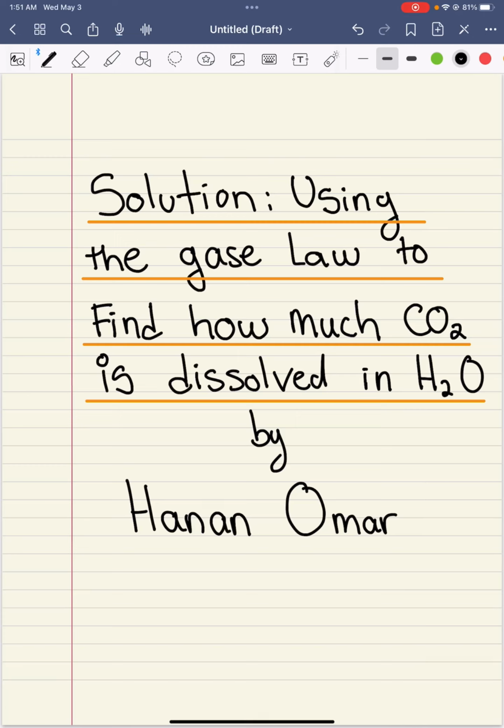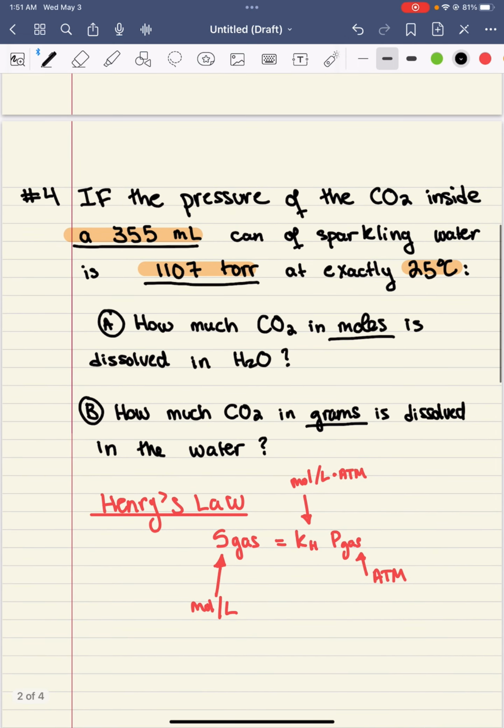Hey guys, my name is Hanan and today I will be doing a solution problem using the gas law to find how much CO2 is dissolved in water. And I will be doing question number 4, problem set number 2.